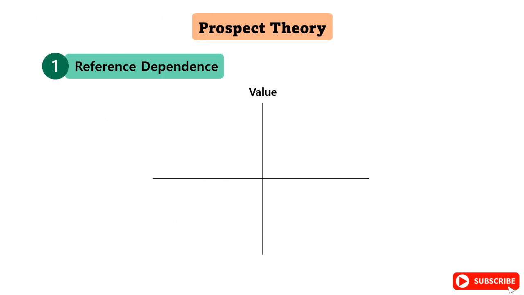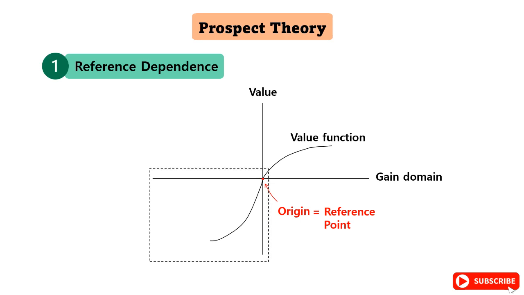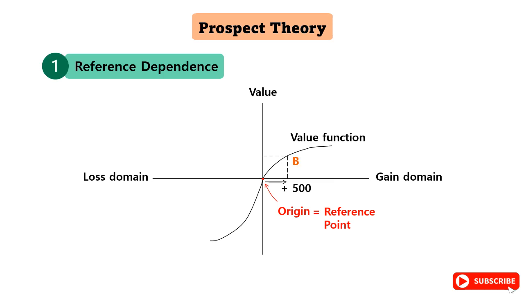Let's explain reference dependence using a graph. The graph we are looking at is called a value function. The value function shows an S shape left and right centered on the origin. The origin is the consumer's reference point, and every consumer's reference point is different. The right side of the reference point is the gain domain, and the left side is the loss domain. If you receive more than the reference point, you gain, and if you receive less, you lose. Therefore, B, whose salary has increased, is happier than A, whose salary has decreased.